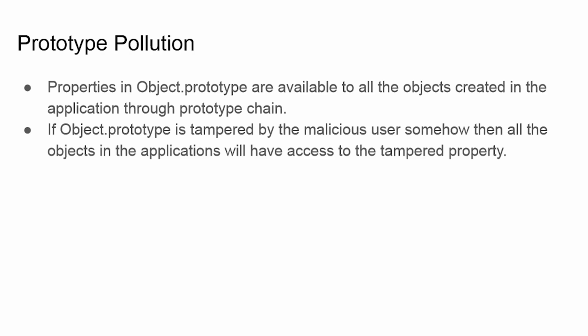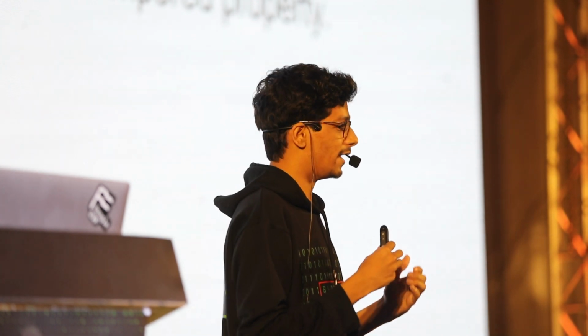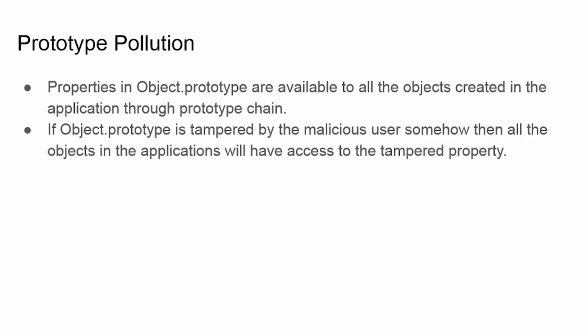Okay, so we know that every object is inheriting its properties from object.prototype. So what would happen if someone can get hold of this object.prototype? What if someone can add their own property to this object.prototype? So if you are going in that direction, it will be available in all the objects you create.